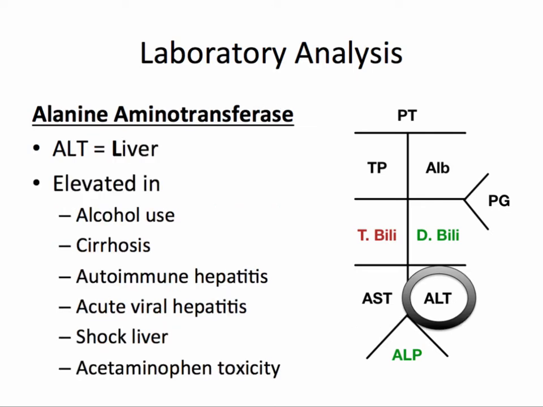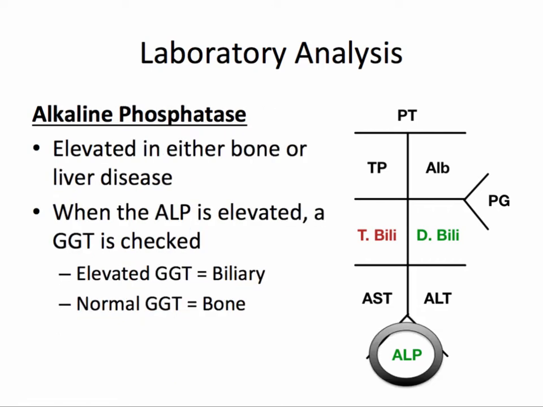ALT corresponds mainly with the liver, so it's elevated in liver conditions such as cirrhosis, autoimmune hepatitis, acute viral hepatitis, shock liver, and acetaminophen toxicity.